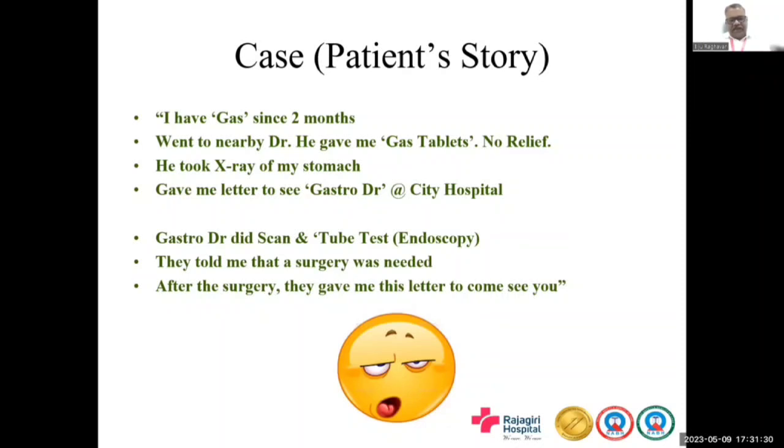But I didn't have any money at that time. So I went back to my village and I sold my cow and then I arranged some more cash from other places. And then once I had enough money, I contacted the hospital. They gave me a date. So I got admitted and then I got the surgery done. And after the surgery, they gave me this letter to come and see you. So this would probably be a typical story that the patient might say. However, we need more information. So bringing our history taking 2.0, let us dig for more information.